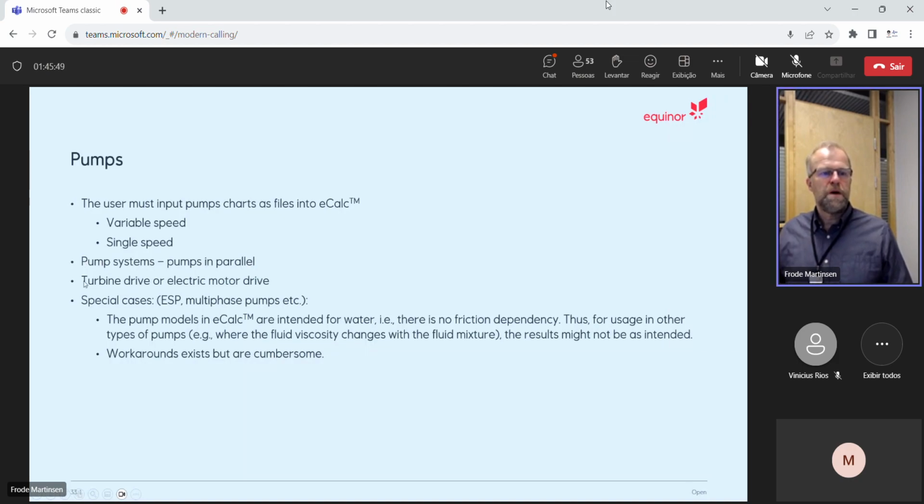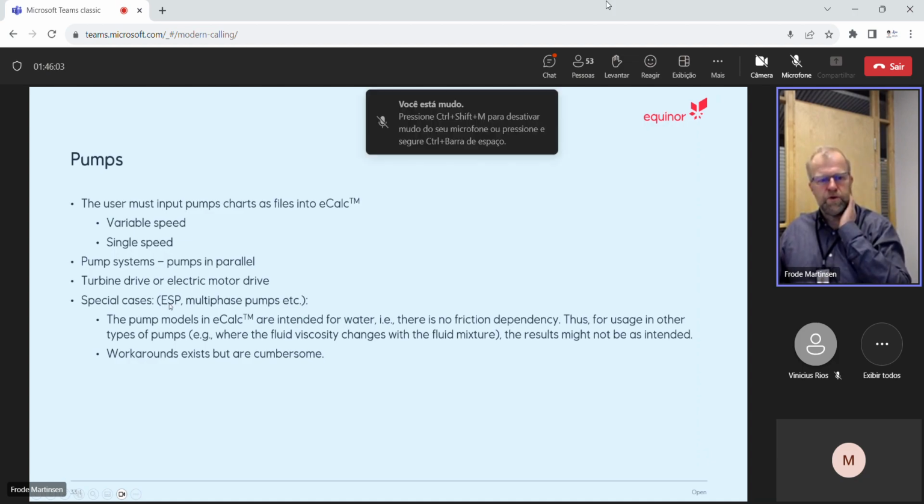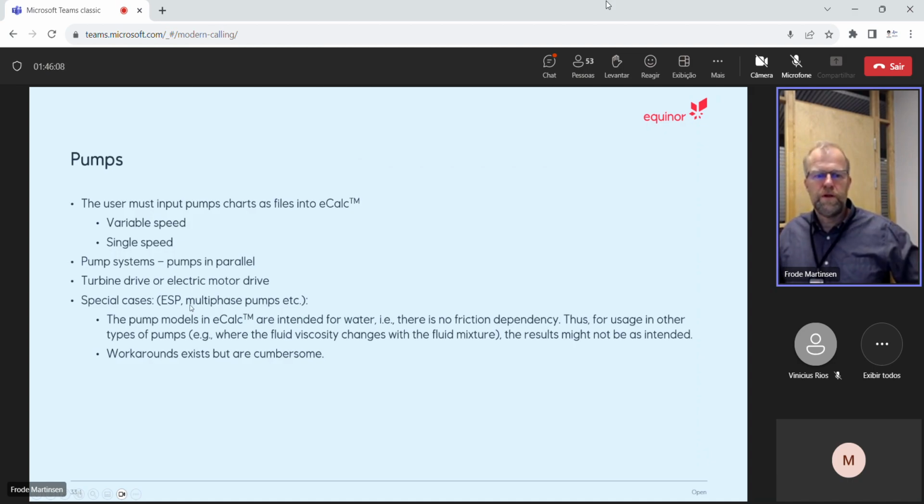We also know that pumps can have turbine drive. That's quite seldom. We have some of them. But most commonly, they have an electric motor. Also note that there are some special cases. ESPs, electrical submersible pumps, pumps you put down in the wells for lift. Multiphase pumps, if you are thinking about flow lines where you have a little bit of gas, but mostly you're having oil and water.